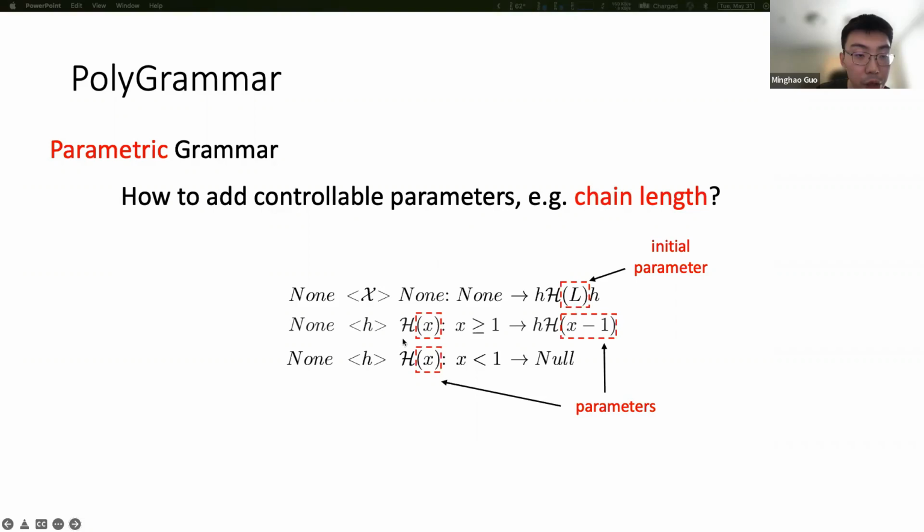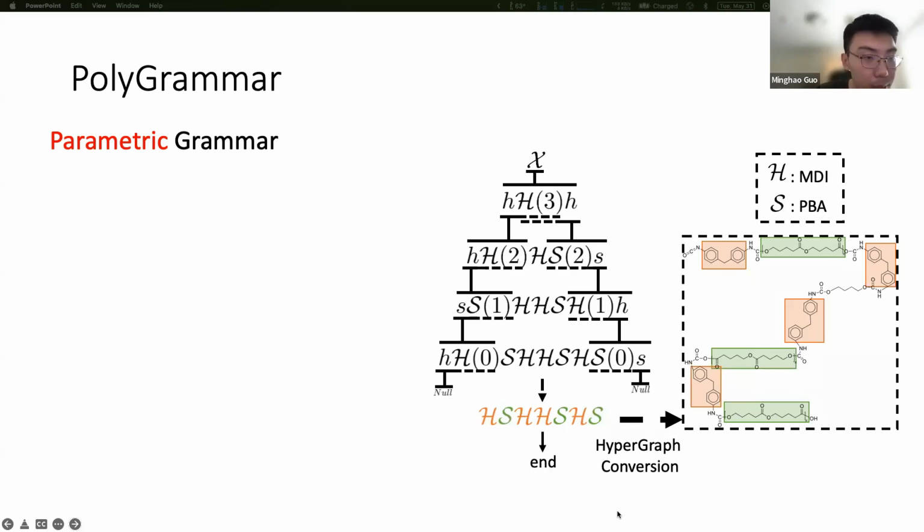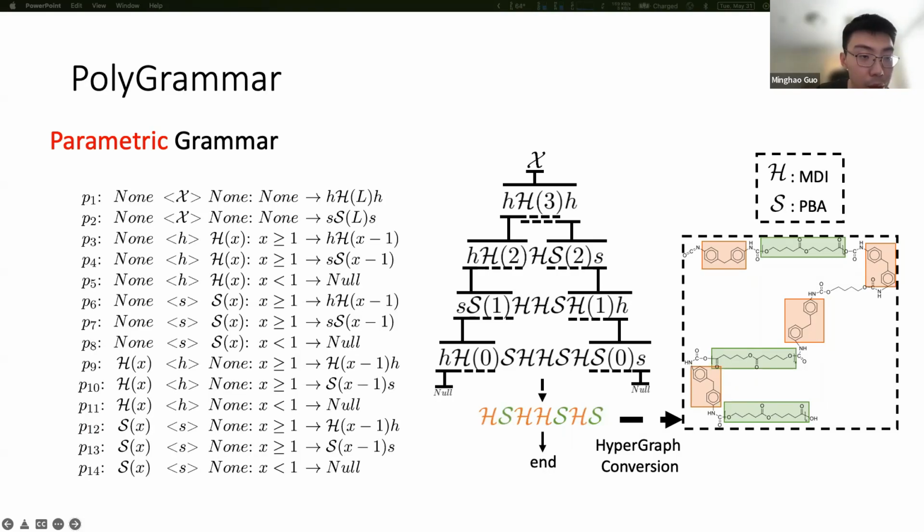For each rule, you have some parameters and a formula that tells you under which conditions this production rule can be employed or not. This is the example for the parametric grammar. We just augment the previous context-sensitive grammar with the parameters and the conditions. By varying the initial value of this edge length, you could generate polymer chains with different lengths.